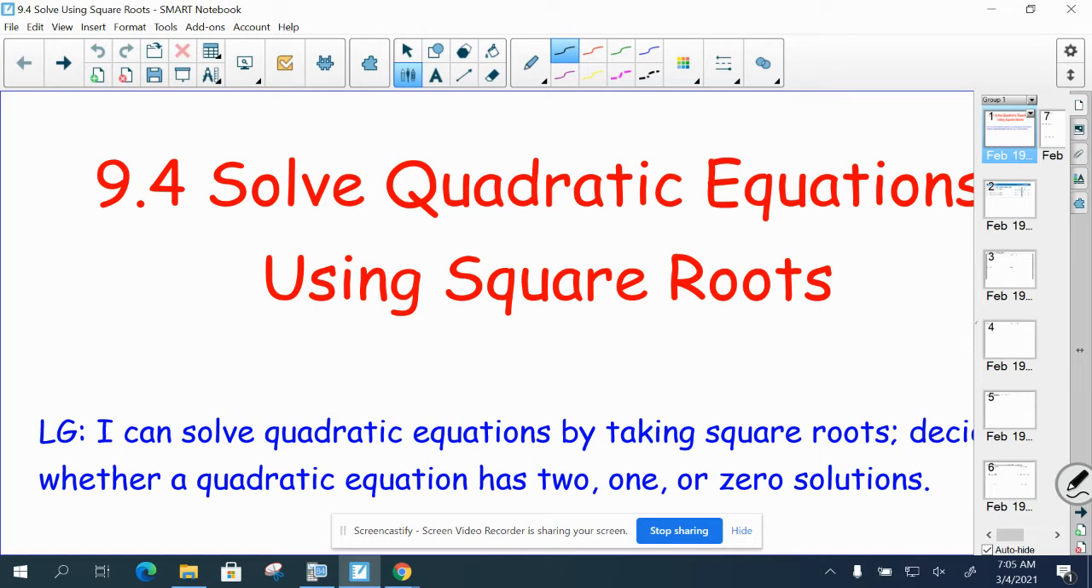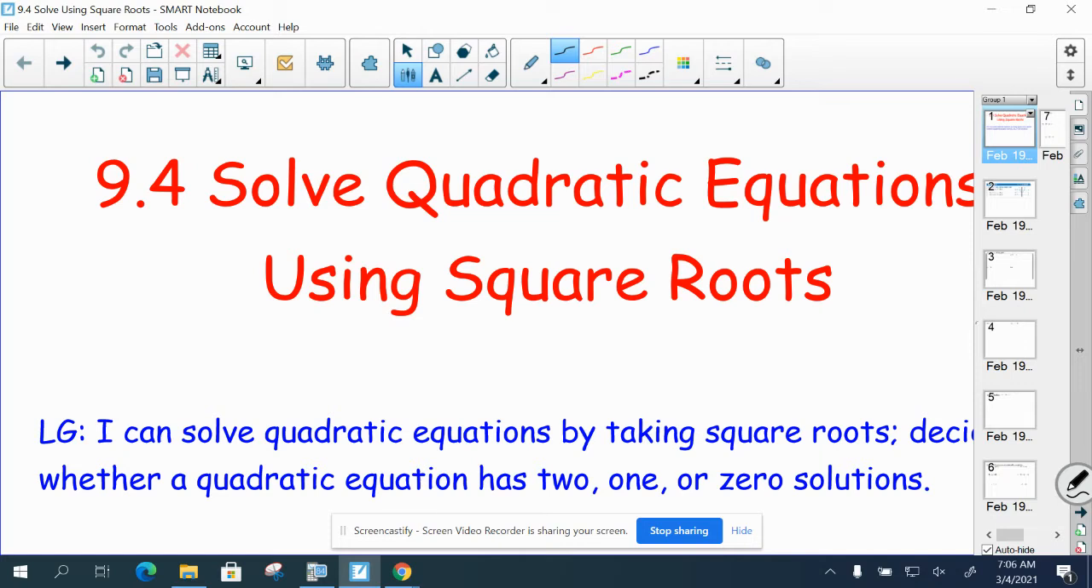The thing about this, though, is that for this lesson, it's only going to work if your equation is either in vertex form or if you don't have an x term. But it'll tell you which method you should solve. So if you should solve using square roots, it'll tell you just so that you're clear.